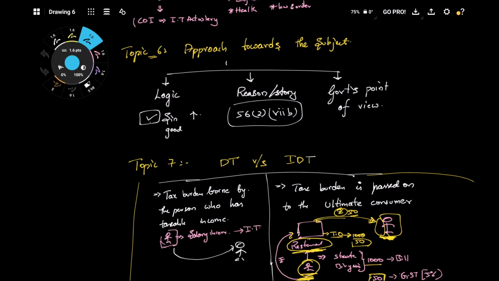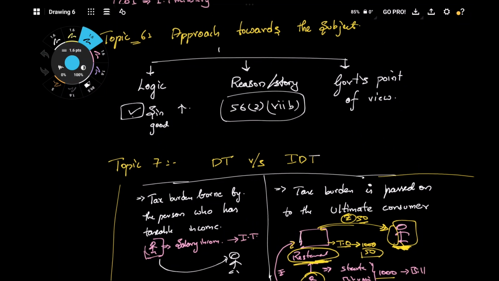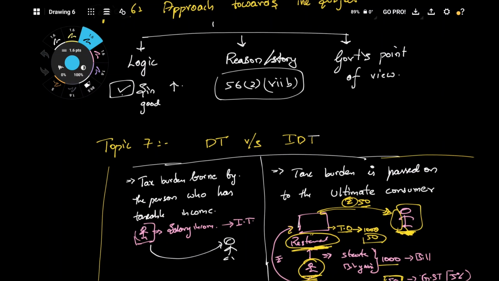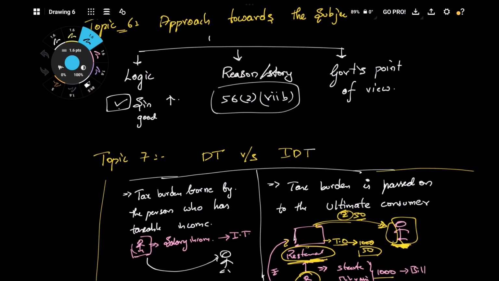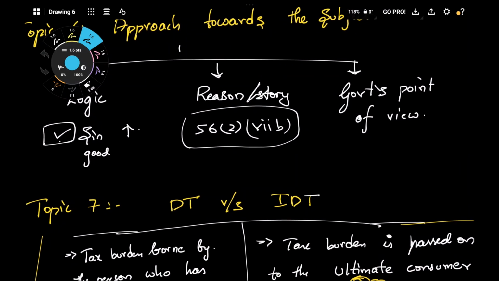So how should your approach be towards taxation? Logic. There should be some logic in it. Basically, if there are some sin goods, the government will try to levy larger tax on them. And apart from that, reason and story. There should be some reason or story behind that provision.